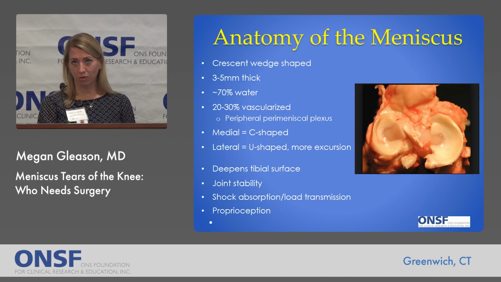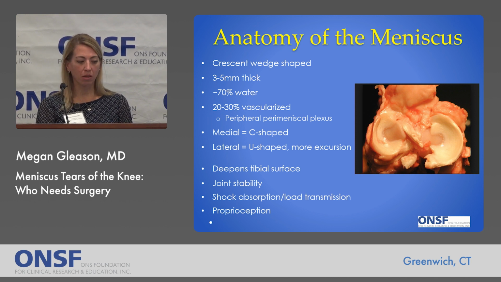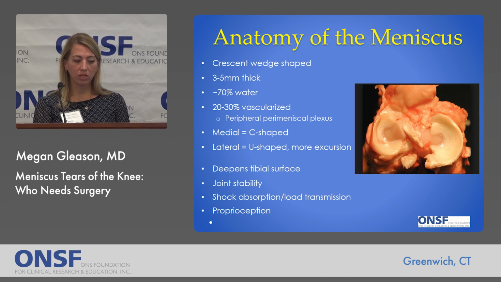So it's crescent or wedge shaped, usually about 3 to 5 millimeters in thickness. It's actually very squishy and soft. It's primarily made up of water. The vascularization is a big issue that we talk about in terms of the meniscus and its healing potential. We'll go into a little bit more detail about that. But we have both a medial and lateral side. The medial is a little bit more C-shaped, whereas the lateral side is a little bit more U-shaped and kind of moves a little bit more.